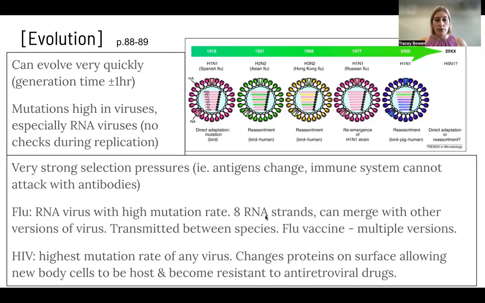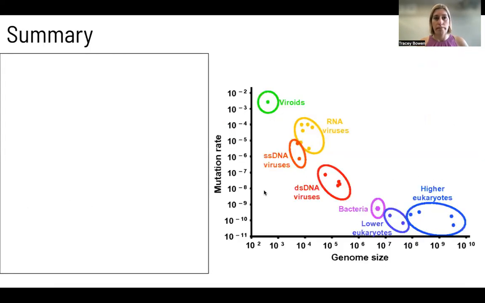HIV has the highest mutation rate of any virus. It can change the proteins on the surface, allowing new body cells to be hosts and become resistant to antiretroviral drugs. So HIV is really intense, and that's why we don't have a cure for HIV at this point.